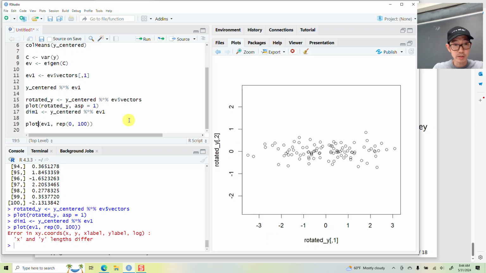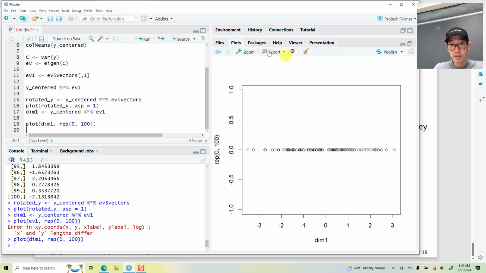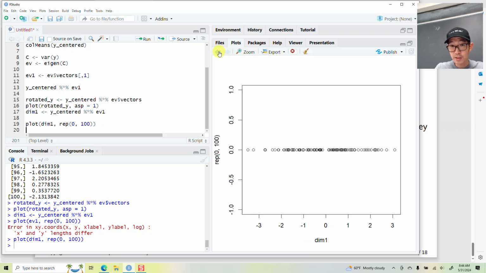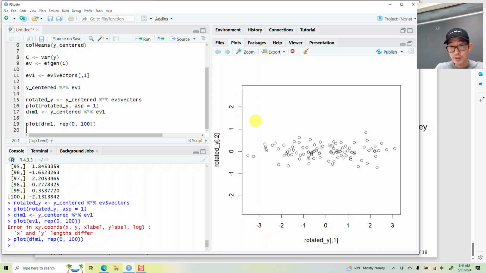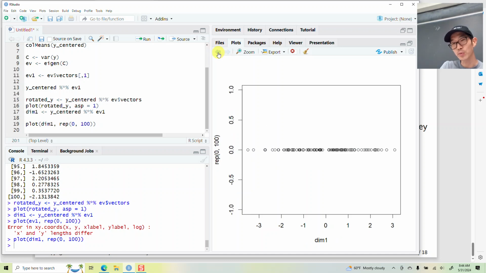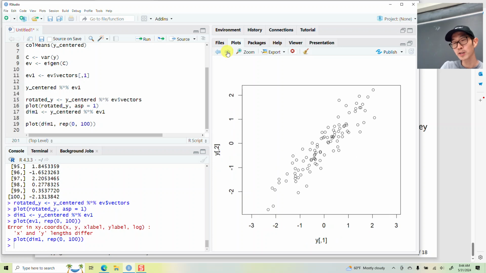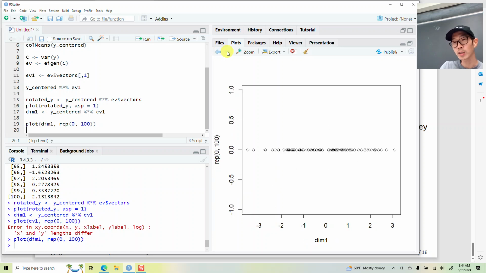Oh, sorry, not sorry, dim1. So I don't know if we can tell this. So here we're going from 2D and then we're just reducing it down to 1D. Okay, can we see that? So original data, we rotate it and then we collapse it down to 1 dimension.